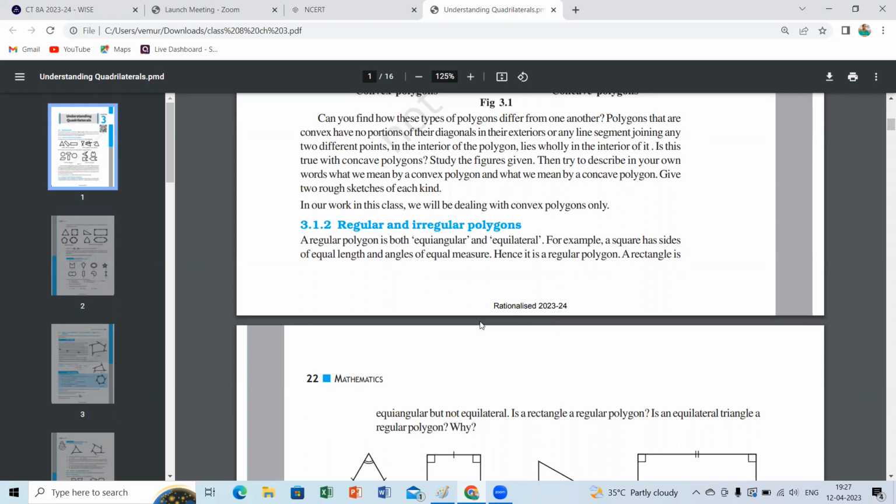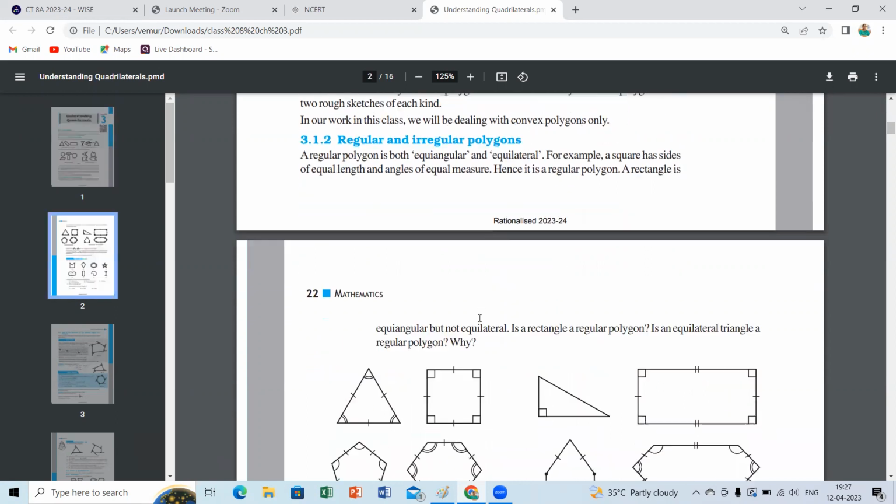Polygons in which the sides are of unequal length, and the angles may not be equal in measure, are known as irregular polygons. Yes, there are a few regular polygons.